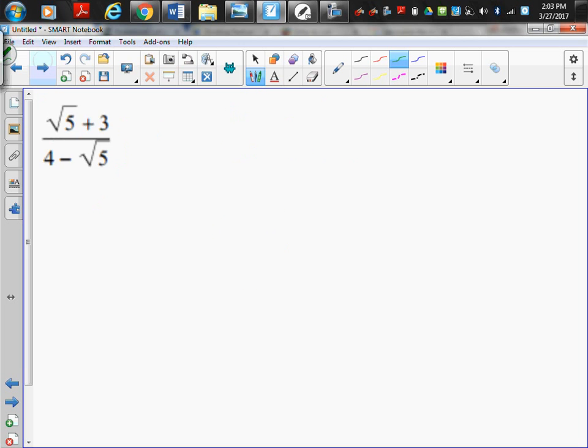Let's look at another one. Square root of 5 plus 3 divided by 4 minus the square root of 5. Does this one have addition or subtraction in the denominator? Yes. So I have to use the conjugate of the denominator. So I have square root of 5 plus 3 over 4 minus the square root of 5. So what's the conjugate? Good. 4 plus the square root of 5.